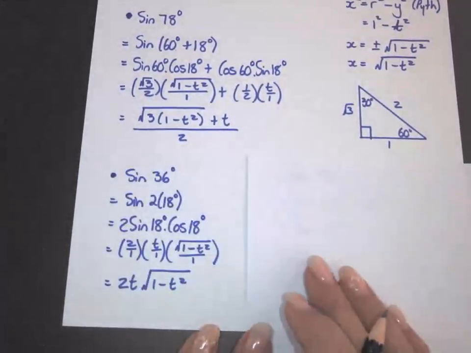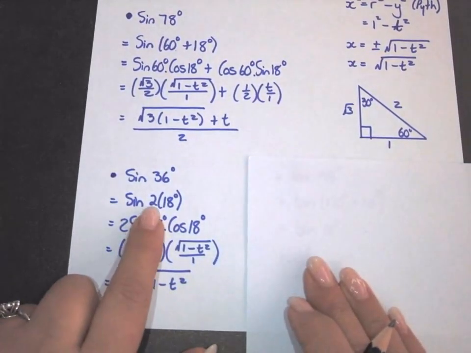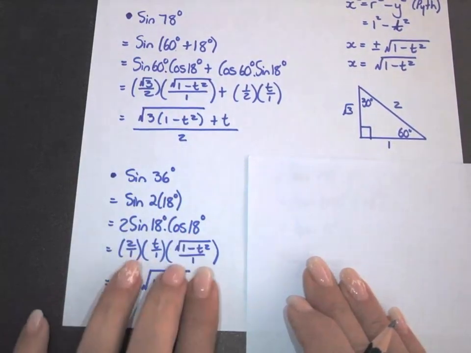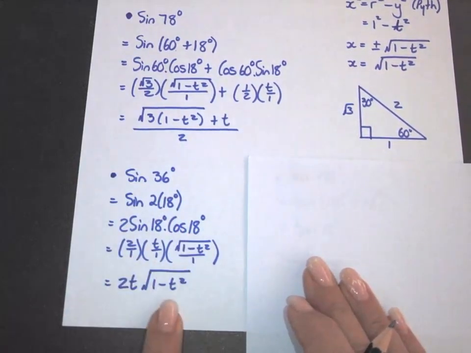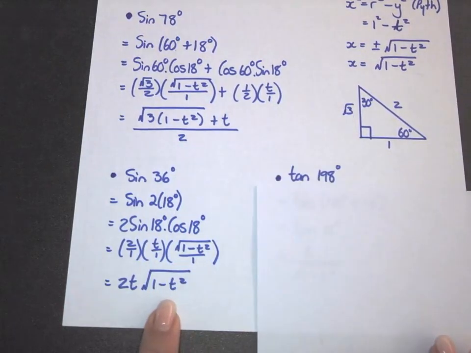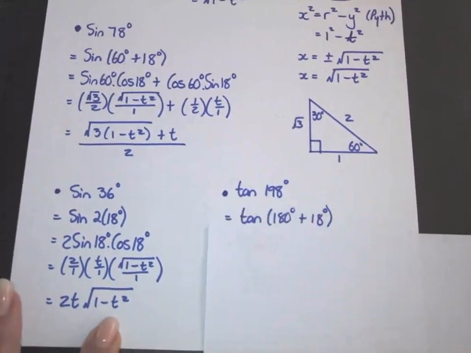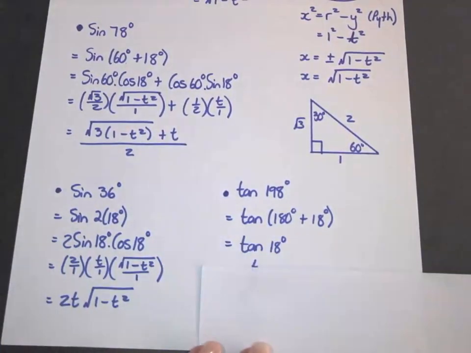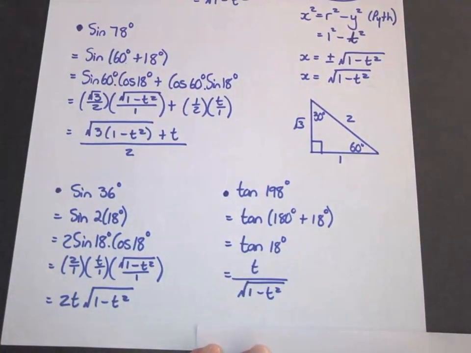Sine 36, it's 2 times 18, so it's a double angle. Expand. Substitute, get your answer. Tan 198, reduction formula, tan 18, and get your answer.